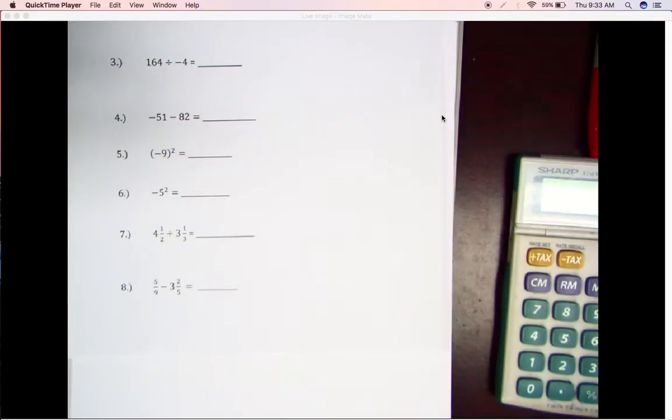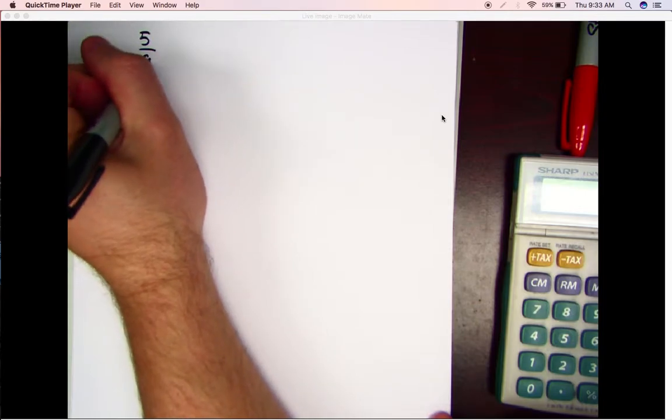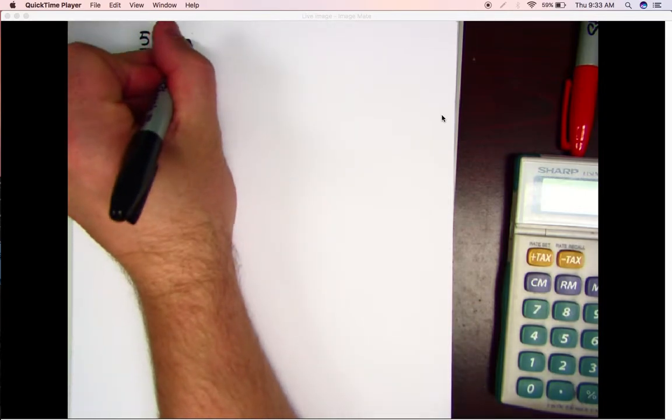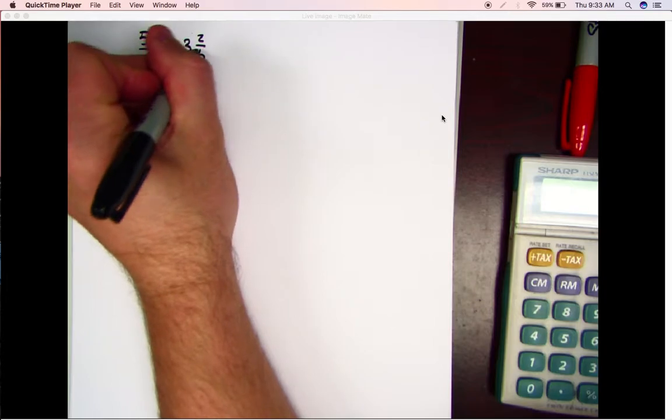Take a look at one more problem, and it's problem number 8. 5 over 9 minus 3 and 2/5. Okay, so now we're going to be adding and subtracting fractions. Okay, so 5 over 9 minus 3 and 2/5.